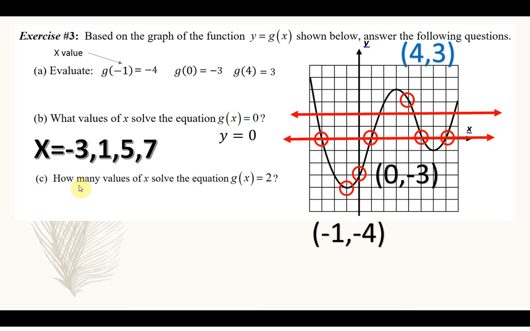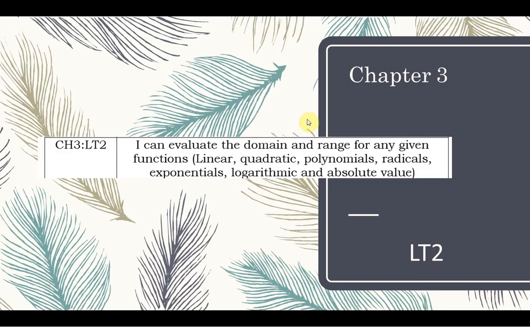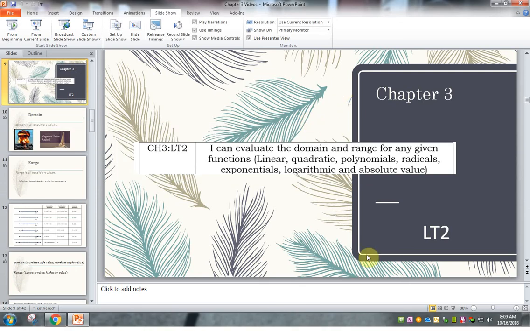Next question is, how many values solve g of x equals 2? They don't want to know what values, just how many solve it. It's where they intersect. So you look, g of x equals 2 would be y equals 2, which is here, and I count 1, 2, 3, 4 intersection points. So 4 values. Read your question. Don't overthink it.